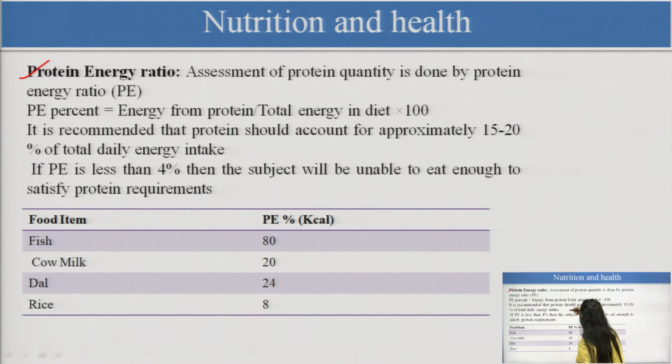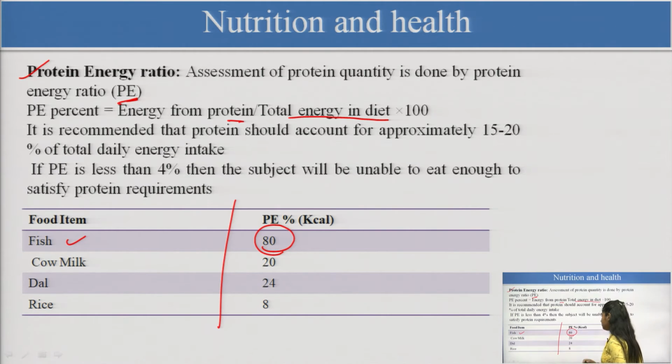The protein energy ratio is an assessment of protein quality, shortly named PE. What is the formula, meaning how are we calculating the energy? It is the energy from the protein compared to how much energy is formed from the diet. That comparison gives the PE values. There are some examples we have put here. For fish, there is 80% protein energy ratio. It is very high in fish compared to the others, the cow milk and the dal or the rice. So, this is giving a lot of energy.